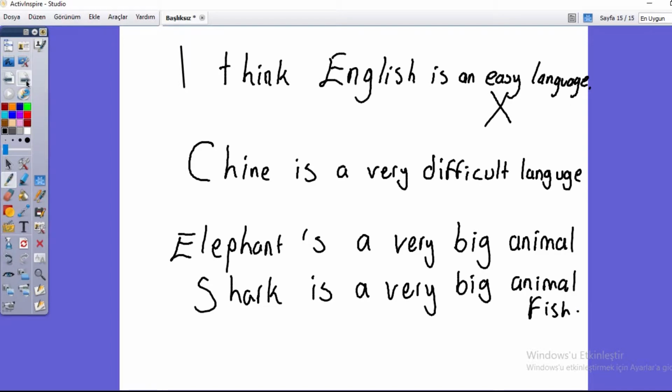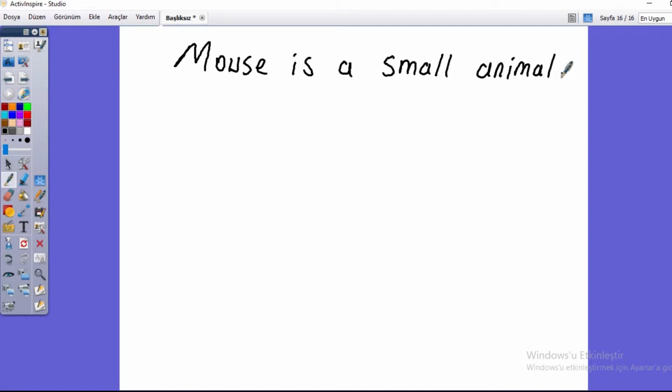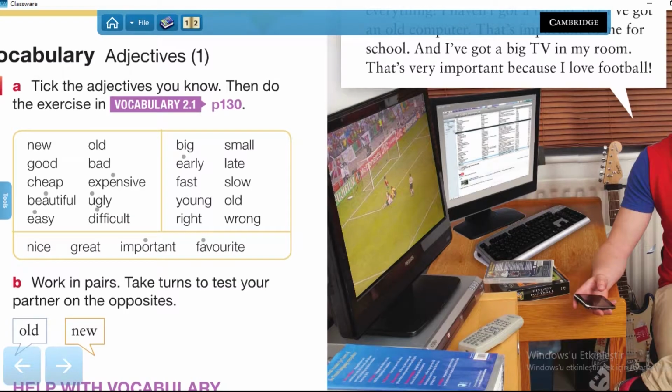Let's give an example for small. Mouse is a small animal. Or I have a small house. Right. So, small and big, they are opposites. The next one, early and late.